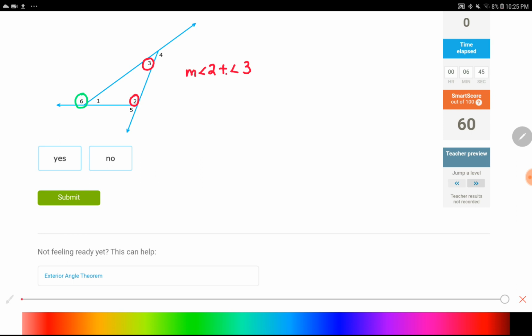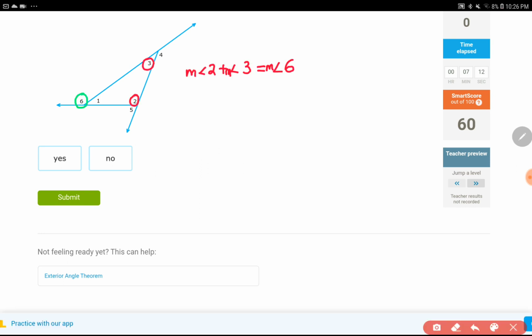Actually, I would need to add measure of angles equal to measure of angle 6. That would be another statement. Angle 6, according to angle 2 and 3, is called the remote exterior angle. This is another statement. If you want to make another set of comparisons, you can use these three angles. Let's do one more example.